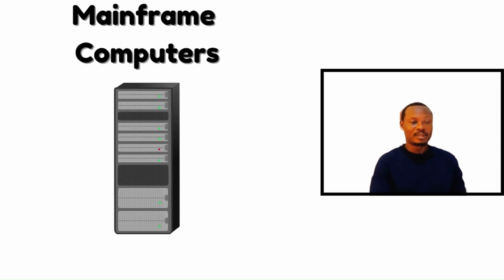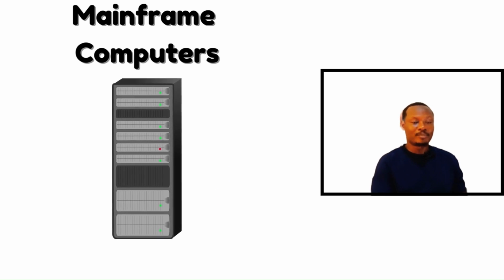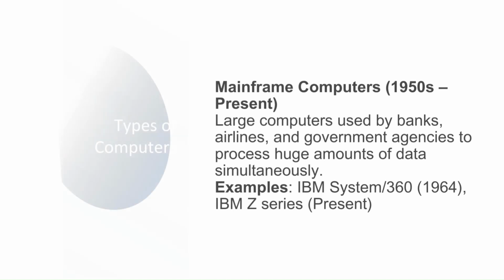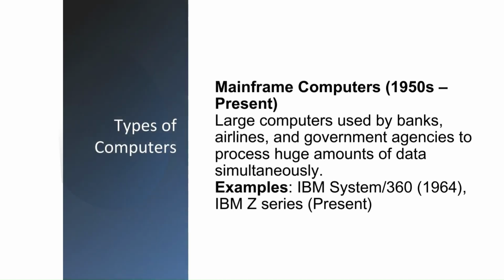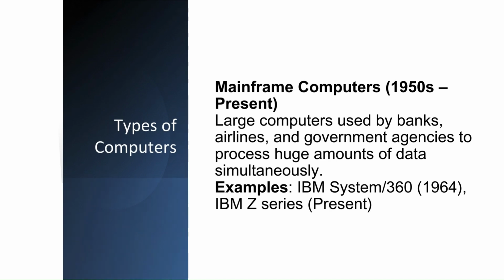The mainframe computers. Companies started producing mainframe computers from the 1950s, and we still have them. They are large and powerful computers used by big organizations. They can process huge amounts of data at the same time. They are very powerful as compared to personal computers.